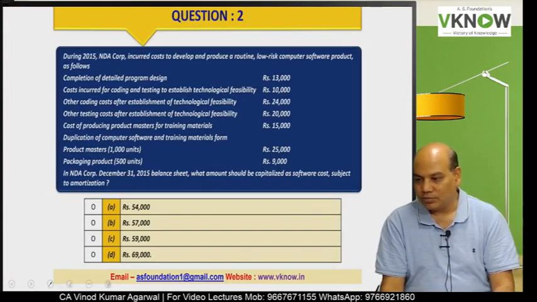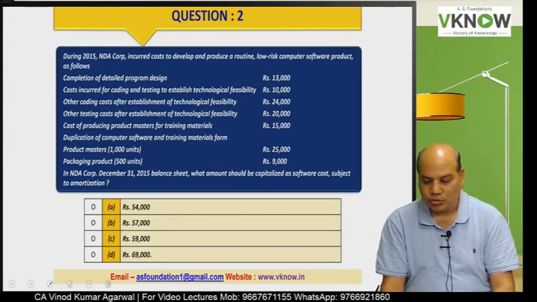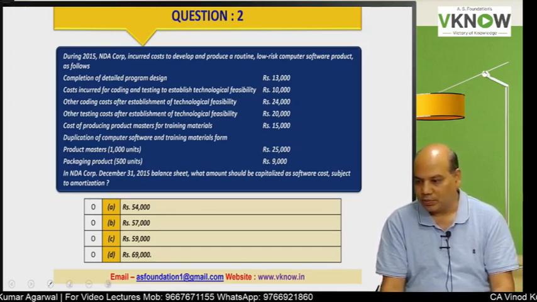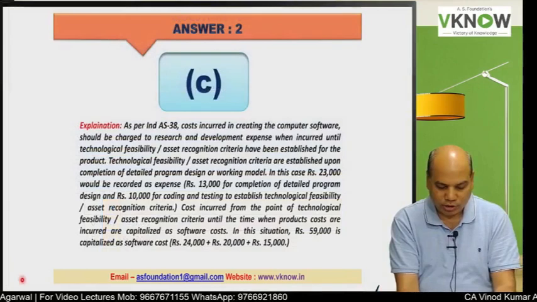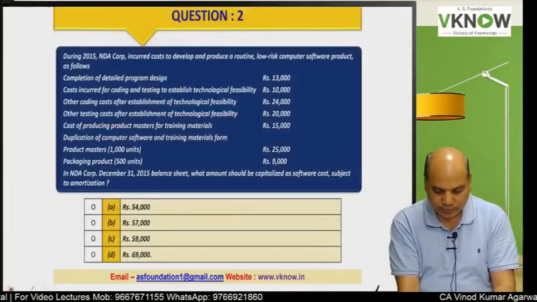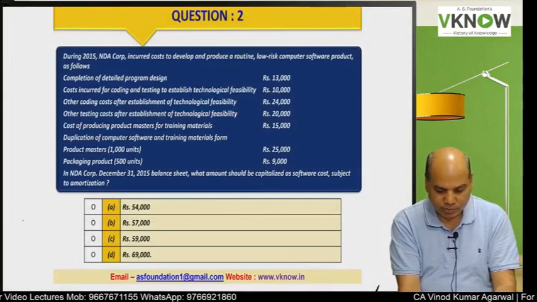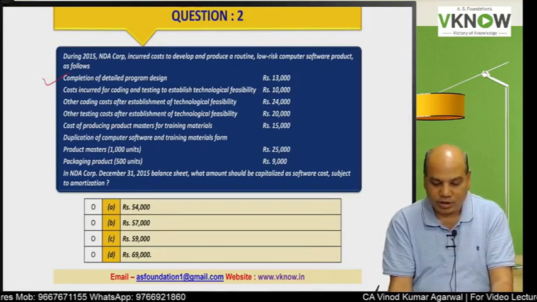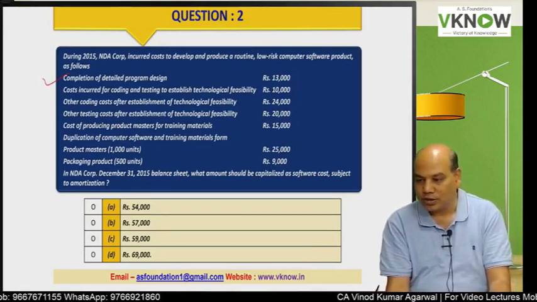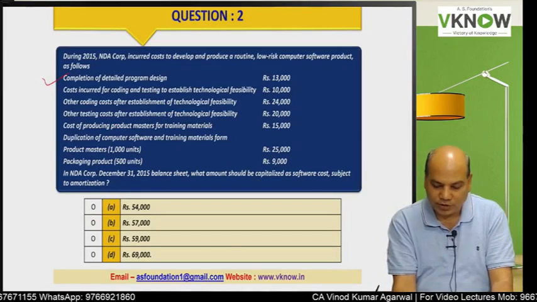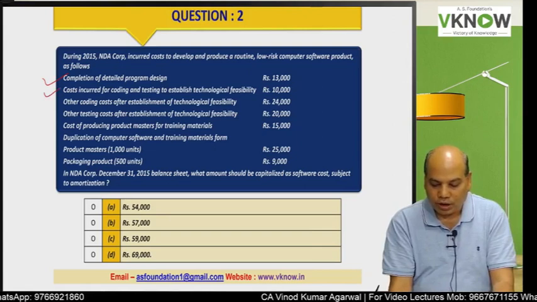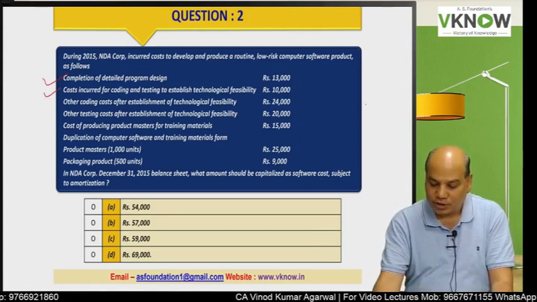During 2015, NDA Corp incurred costs to develop and produce a routine low-risk computer software product as follows. Completion of the detailed program design. What will you call it? This is a planning stage. It is like research and development, research expenditure, P&L account. Cost incurred for coding and testing to establish technological feasibility. Again P&L account.